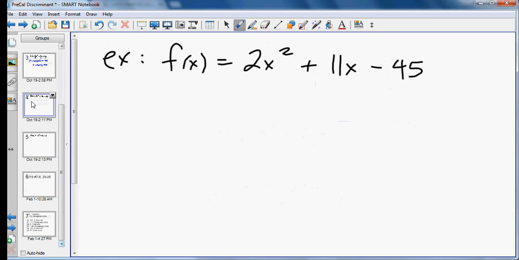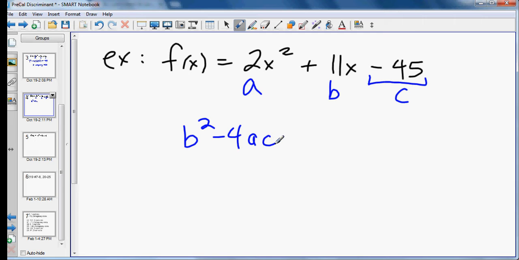Okay, here's another example. 2x squared plus 11x minus 45. We need to label a, which is the coefficient in front of the x squared, so it's 2. B, which is the coefficient in front of x, that's 11. And c, that's the negative 45. So make sure you do hold on to any negative signs that go along with these. So we do b squared minus 4ac. B is 11. A is 2. And c is negative 45. So make sure you do include those negatives.